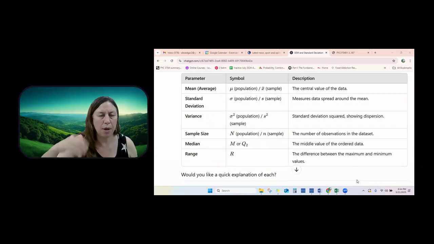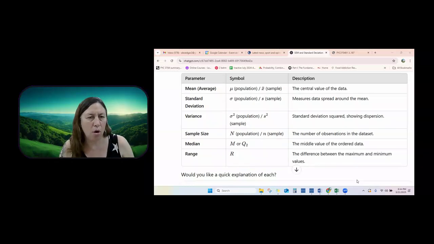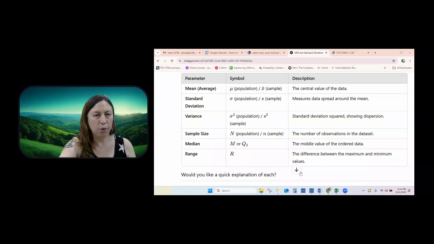Right, so descriptive statistics are parameters for the population and statistics for the sample. We're looking at, for example, the mean or average: mu for the population, x bar for the sample, the central value of the data. Standard deviation: sigma for the population, small s for the sample. Variance: sigma squared for the population, small s squared (standard deviation squared) for the sample.